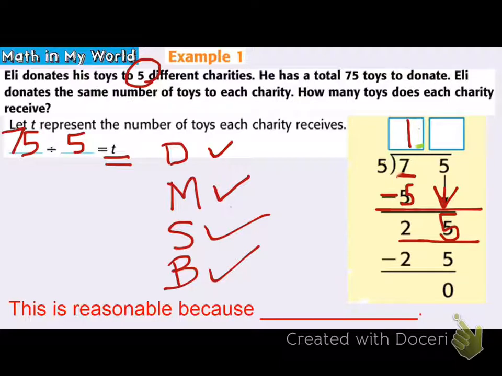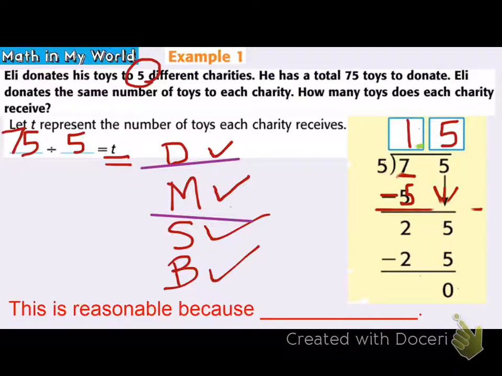I need to figure out how many times, I'm going back to step 1, will 5 divide into 25? Well, 5, 10, 15, 20, I know that 5 times 5 is 25. So if I multiply 5 times 5 is 25, I can go ahead and subtract. And if I subtract 25, I have 0 left over. There's no remainder here because there's nothing left over.